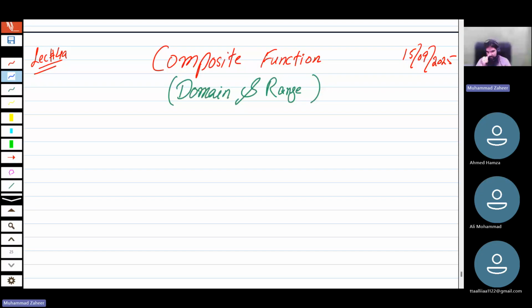We have learned how to find the composite functions, but now we are talking about what would be the domain of the composite function and what would be the range of the composite function. All right.